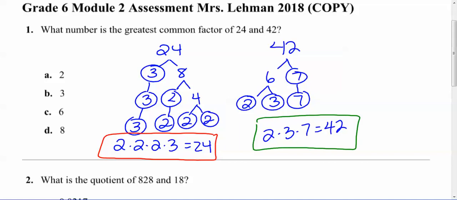Gee, Miss Lehman, why aren't your kids doing well on their tests? Because you don't know the difference between a circle and a rectangle. Anyway, so I'm enclosing, I should say.